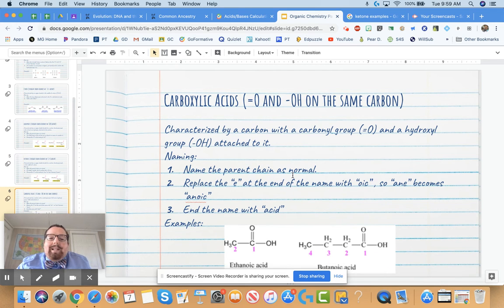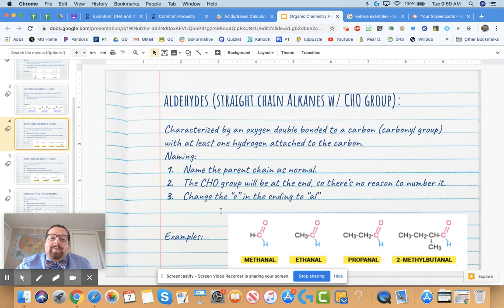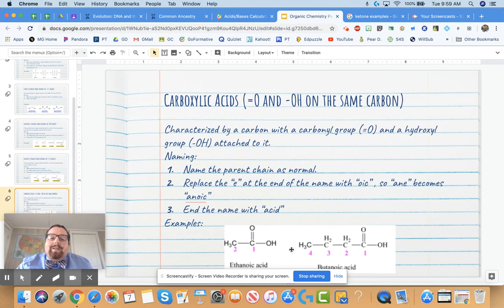For carboxylic acids, this is kind of similar to what we've just been talking about, more similar to the aldehydes, but instead of an H, it's an OH group there. So we have a double bonded O and an OH group attached to our carbon. These are always going to be at the end of our carbon chain. So name the carbon chain as normal, replace the E at the end with oic, so that ane becomes anoic, and then end the name with acid.